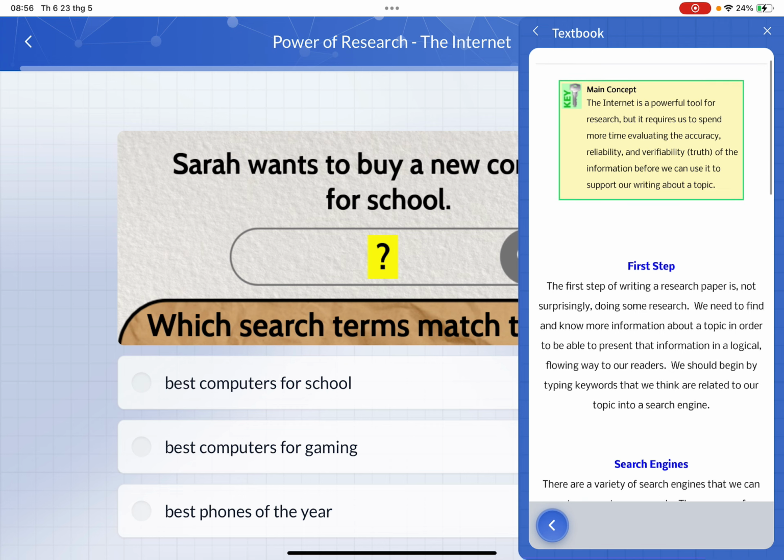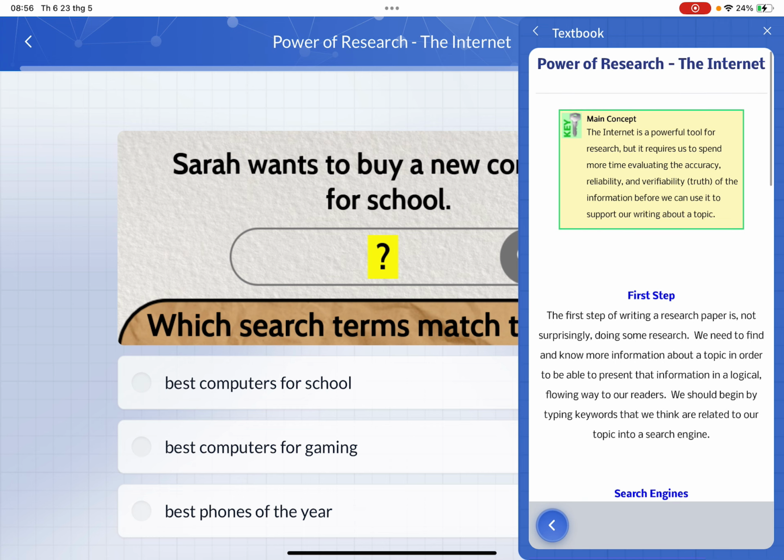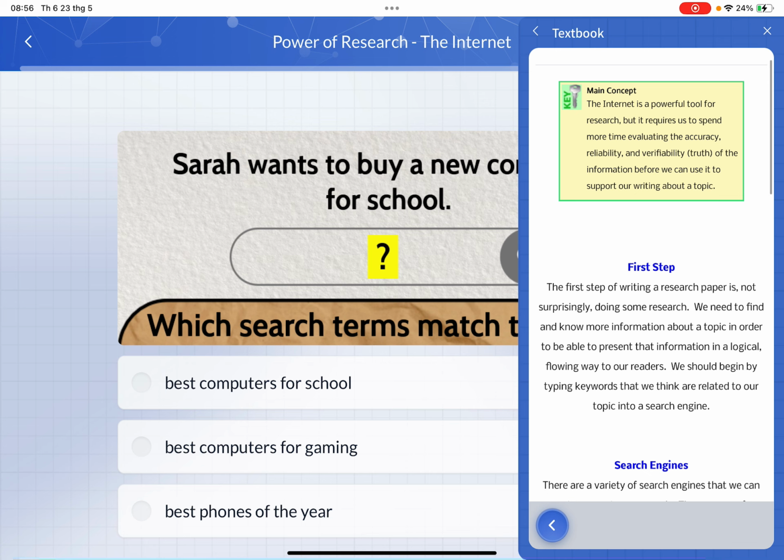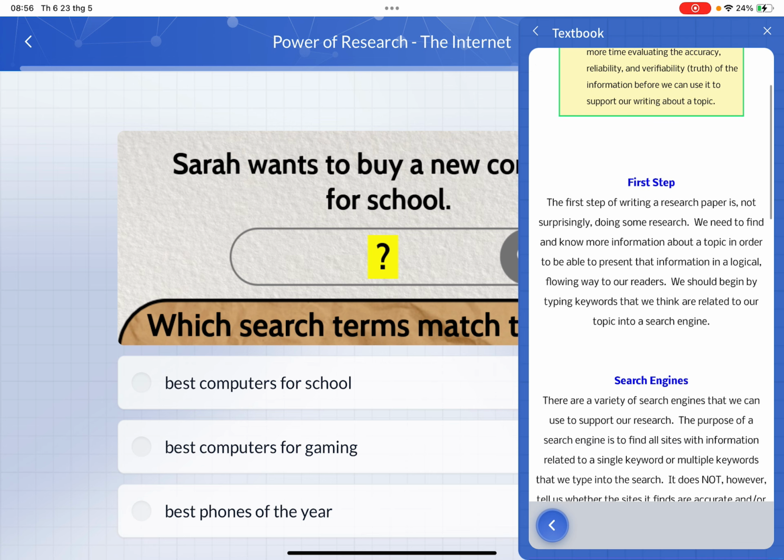So the first step of writing a research paper is, not surprisingly, to do some research. First of all, we need to know more information about a topic in order to be able to present that information in a logical, flowing way to a reader. So we should begin by typing a keyword that we think is related to our topic in a search engine. For example, let's say we're talking about brown bear.